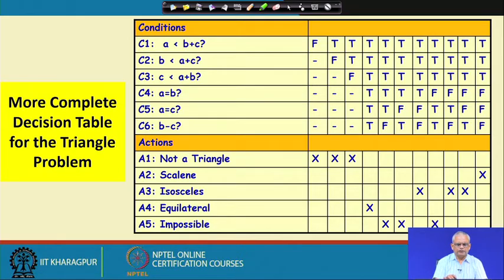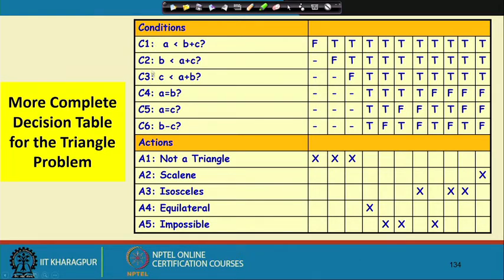But this is a more complete decision table, because earlier we had one condition, not a triangle. But what are the conditions which define not a triangle? If none of these are true, then this becomes not a triangle. If either of these becomes true, that A is greater than B plus C, or B greater than A plus C, and so on, then it is not a triangle.